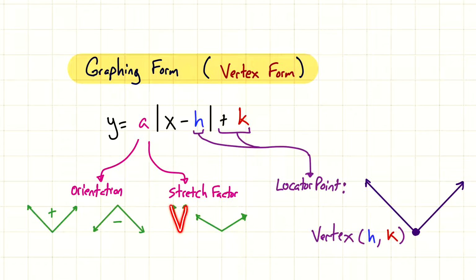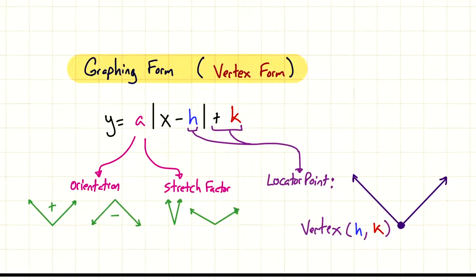So it'll get skinny, or it'll get wide. So it's either stretched vertically or stretched horizontally. All right, so those are the two different stretches, just like the parabola. And locator points, in this case, we still get a locator point using the h and k value, which gives us our vertex. So that'll tell us exactly where either the top or the bottom of our graph will be.